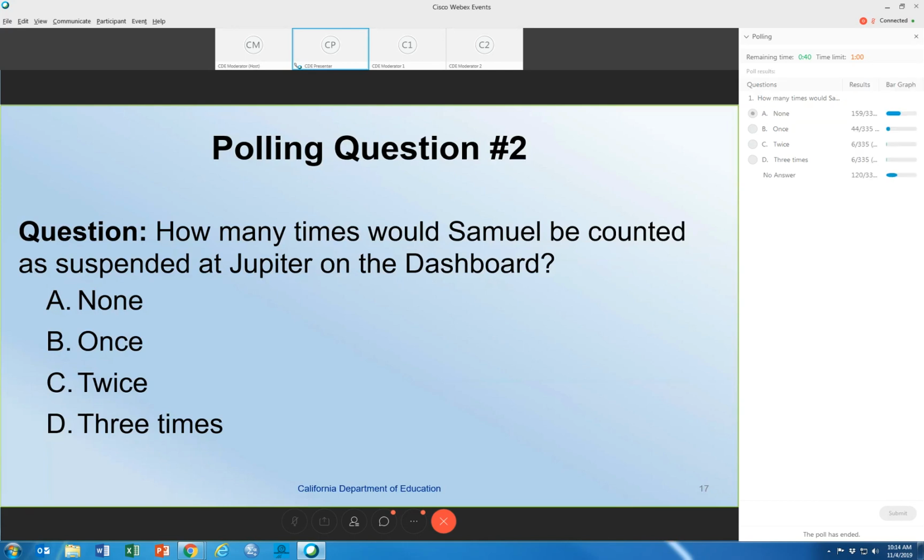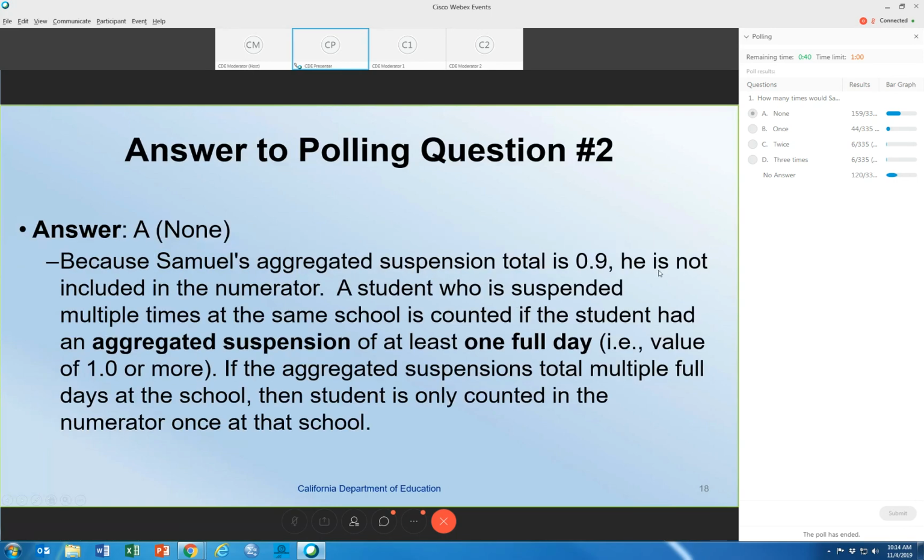The poll has ended, and you can see the results there. It looks like the majority said A, none. A few people said once, and a handful of people said twice or 3 times. The correct answer is A, none, because Samuel's aggregated suspension total is 0.9, so he is not included in the numerator for any suspension count.